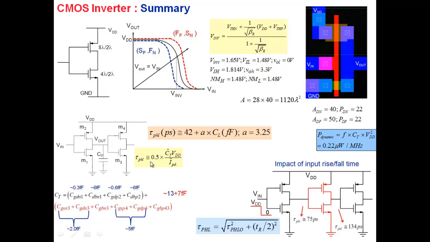What we are estimating through our simple expressions is this value here, 75. But then maybe an expression like this can be used to estimate delay under rise time and fall time. All right, so that's as far as the inverter is concerned.